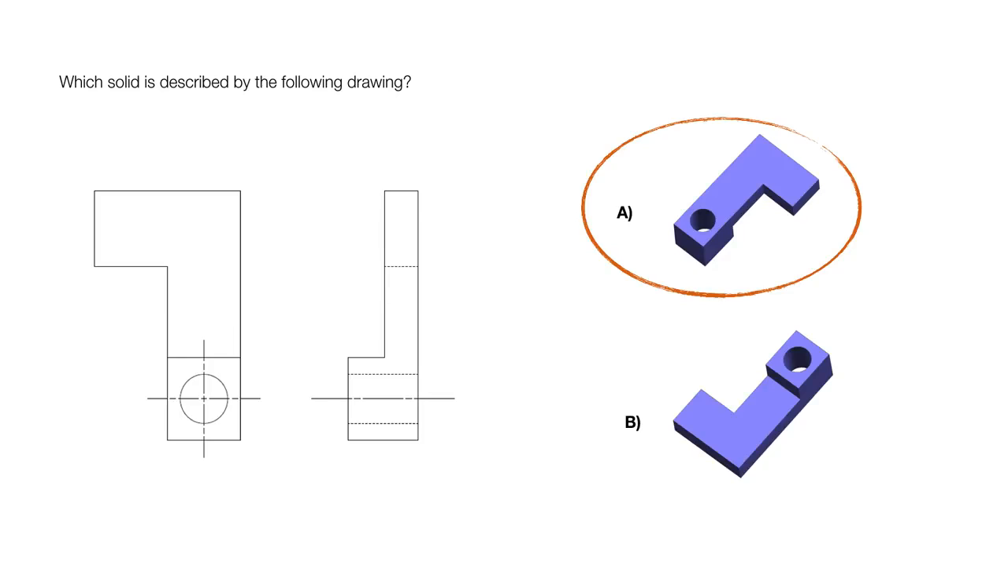So think of it like this. If you were standing on this ledge facing away from the hole and you started walking down the ledge and down the leg of this part, when you got to the bend, you would turn left. If you look at part B, when you're walking down the ledge away from the hole, on B, that leg turns to the right, so it's A.